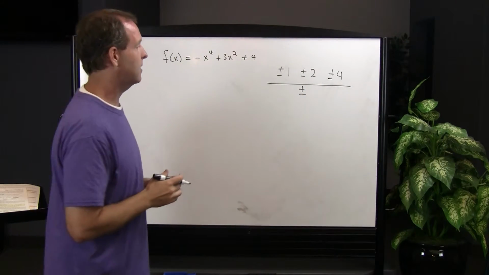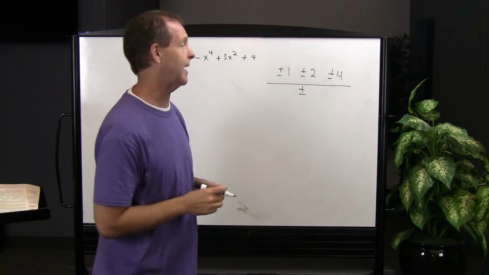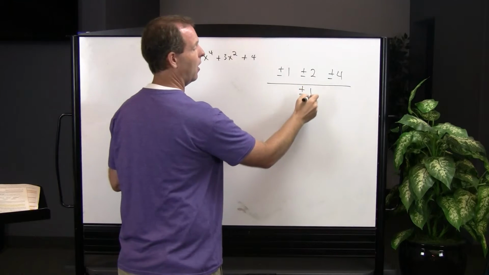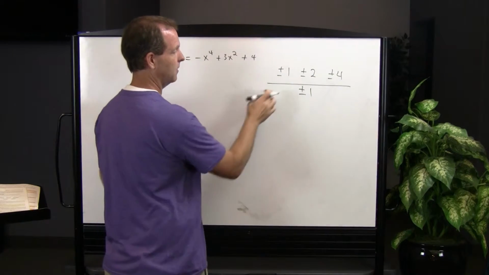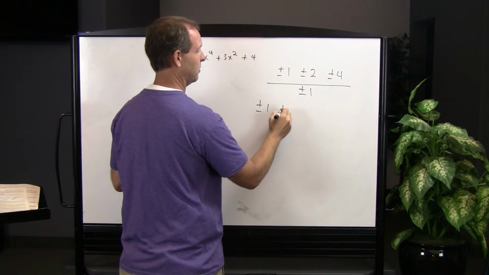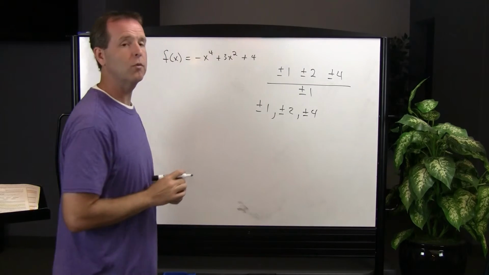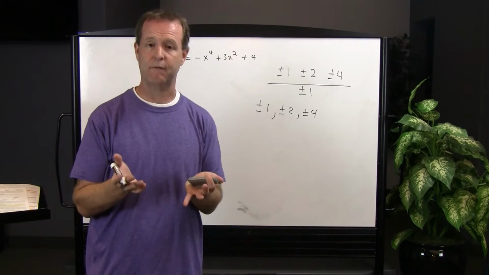So all my potential places to look for a zero, if there are any, are plus or minus 1, plus or minus 2, plus or minus 4. Those will be the places that I start to look first.